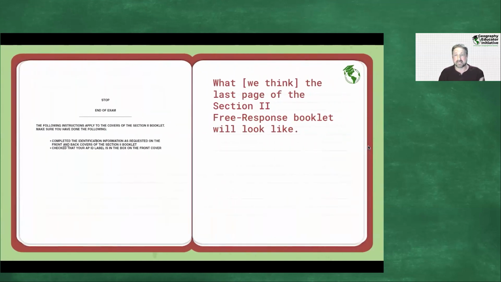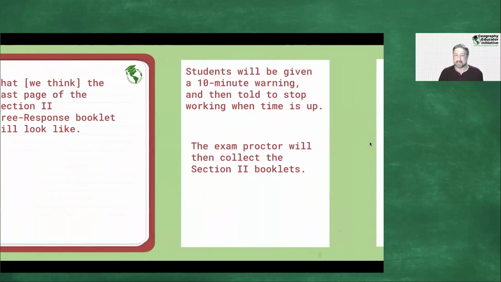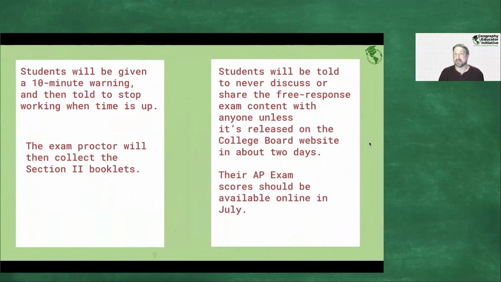All right, and this is what we think the last page of the Section 2 response booklet will look like. Very much like the first one. And if you can go to, I think, one more slide. Next one, yes. So they'll be given a 10-minute warning. Again, they're responsible for their own pacing. They'll be told to stop working when time is up. The exam proctor will then collect the booklets. They'll be told never to discuss those free-response questions until they are actually shown.